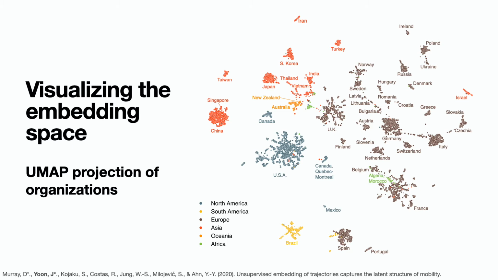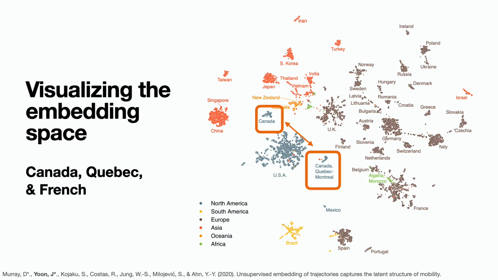But we find various examples here. For instance, organizations in Quebec and Montreal, which are French-speaking cities in Canada, are separate from the rest of Canada and located closer to the French cluster due to language use.